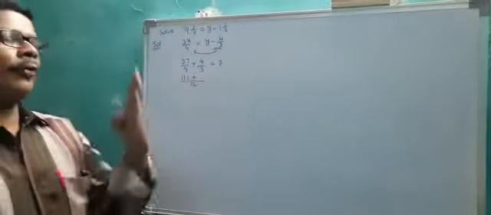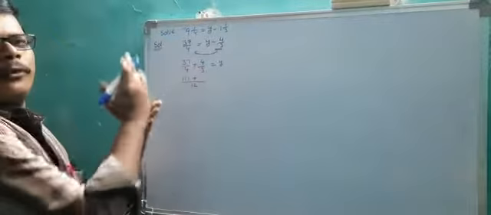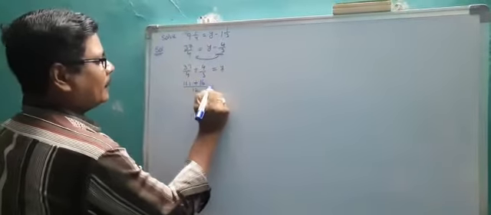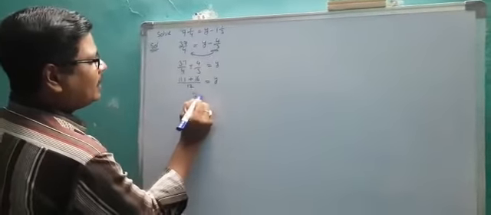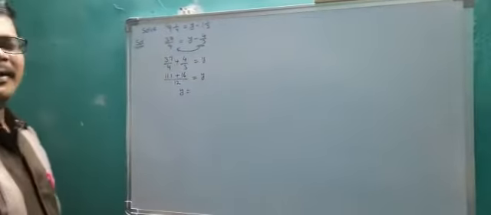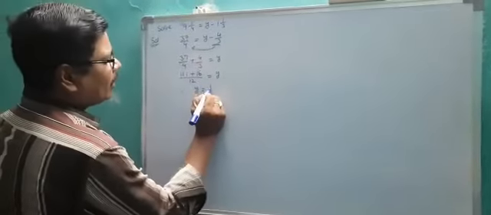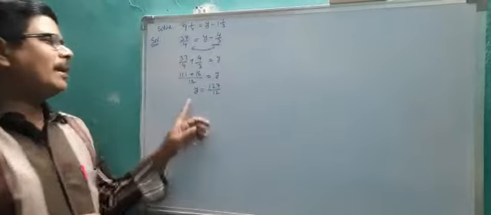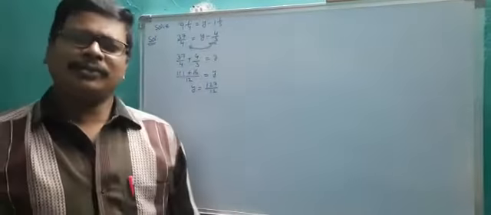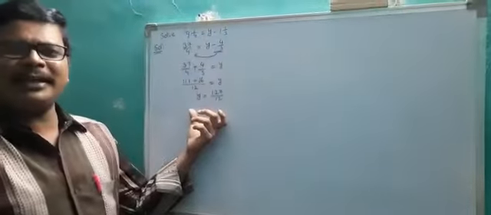4 fours are 16. This is 4. 4 fours are 16 is equal to 1. So therefore y is equal to 111 plus 16, totally 127 by 12. So y equal to 127 by 12 is the solution of the given linear equation.